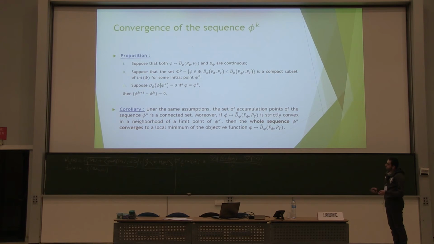If all these assumptions are verified, then the consecutive distance in the sequence will converge to 0. Phi k plus 1 minus phi k will converge to 0. And if we add more assumptions, such as strict convexity in the neighborhood of a limit point of the objective function, then we can ensure the convergence of the whole sequence, and towards a local minimum this time.